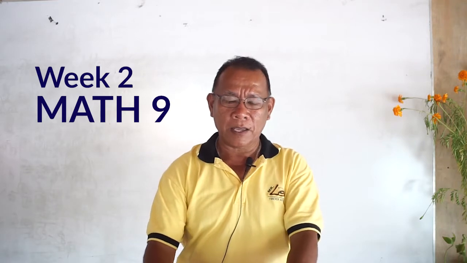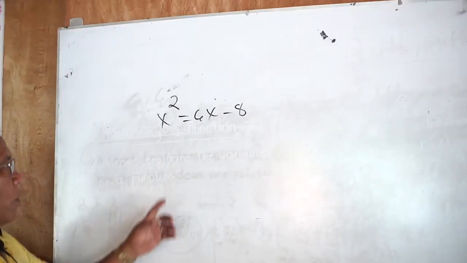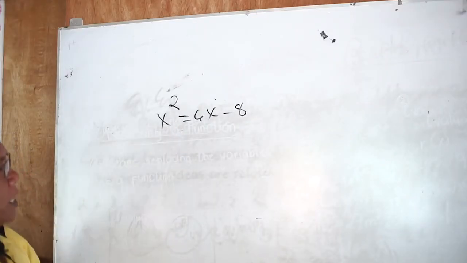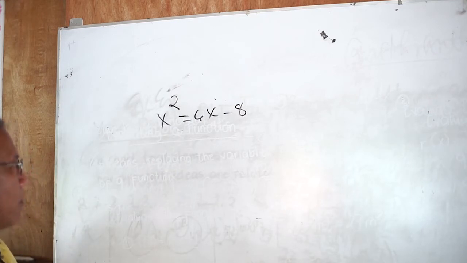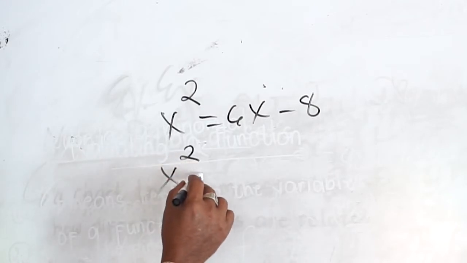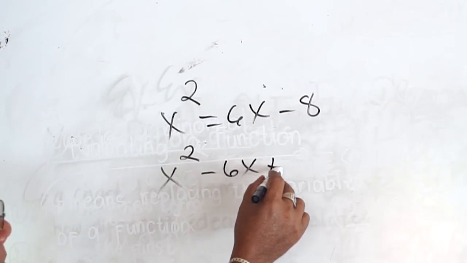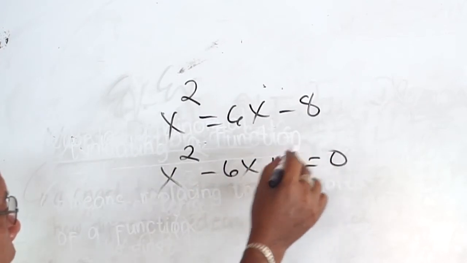Okay, good morning class. Before we proceed to the next topic, let us review solving quadratic equations by factoring. Example: x squared equals 6x minus 8. You have to change this equation to the quadratic form, that is x squared minus 6x plus 8 equals 0.